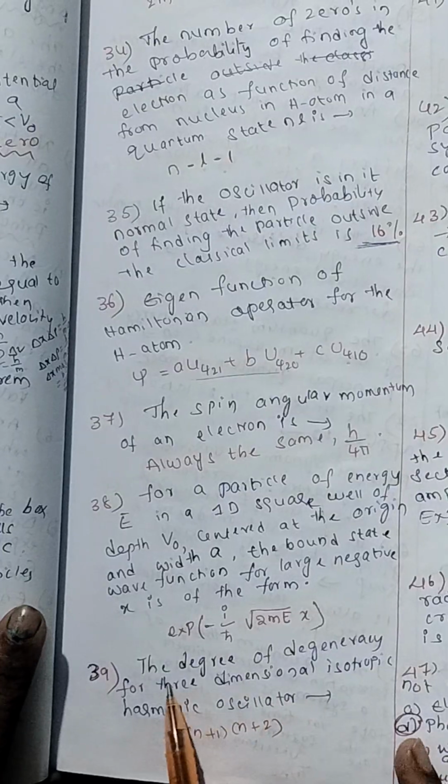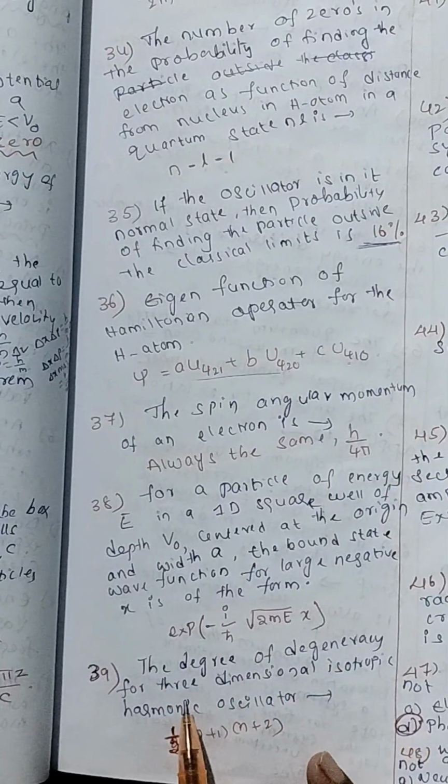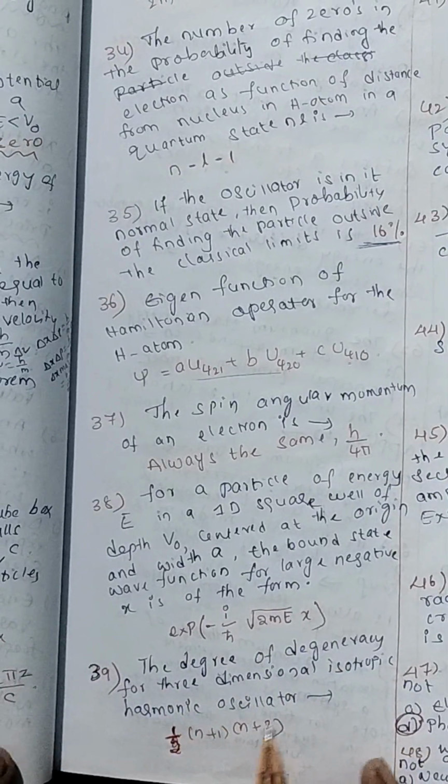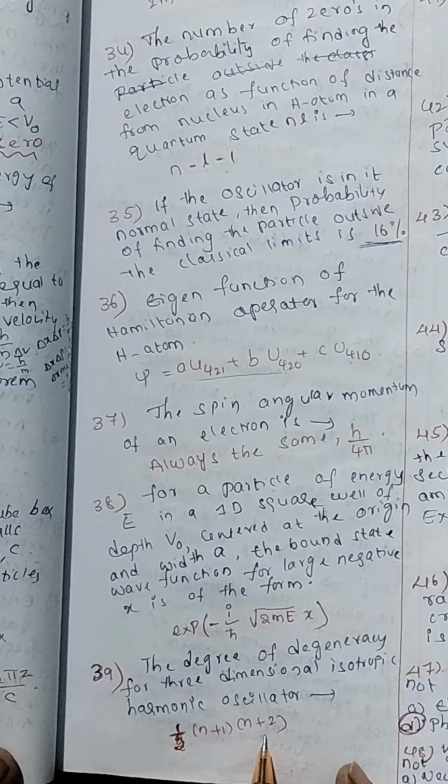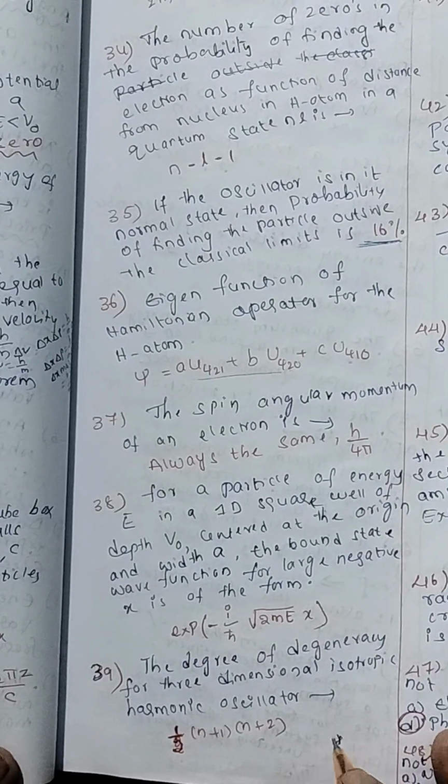Now next, the degree of degeneracy for a three-dimensional isotropic harmonic oscillator is 1 by 2, (n plus 1)(n plus 2). This is also important, remember.